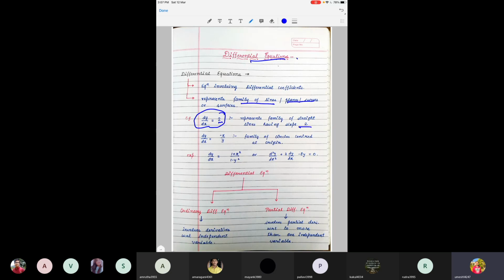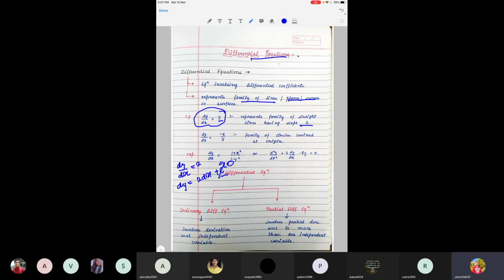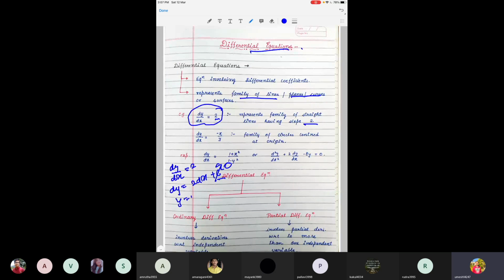If I write it here, dy by dx is equal to 2. If I cross multiply, dy is equal to 2 times dx, plus c. c is a constant we know, but here we are not given the value, so we will consider it as 0. We know the equation of a straight line is y is equal to mx plus c, so we came to know the slope of this equation, dy by dx is equal to 2. A differential equation is an equation which involves differential coefficients. What do we mean by differential coefficient? Things like d square y by dx square and dy by dx are called differential coefficients.